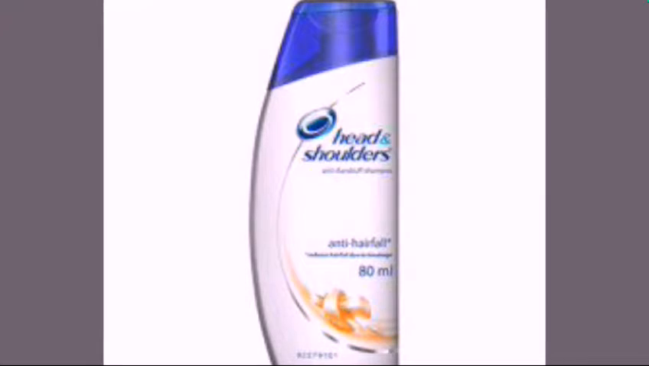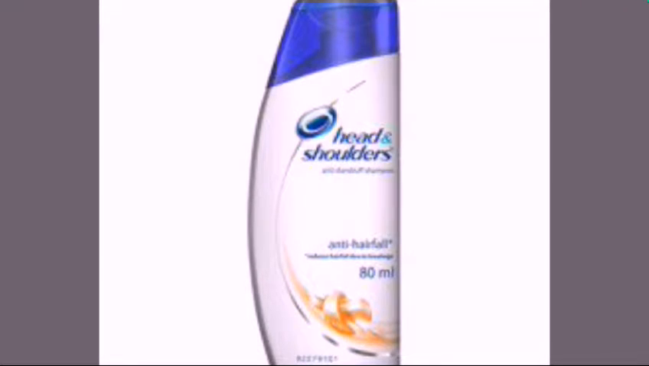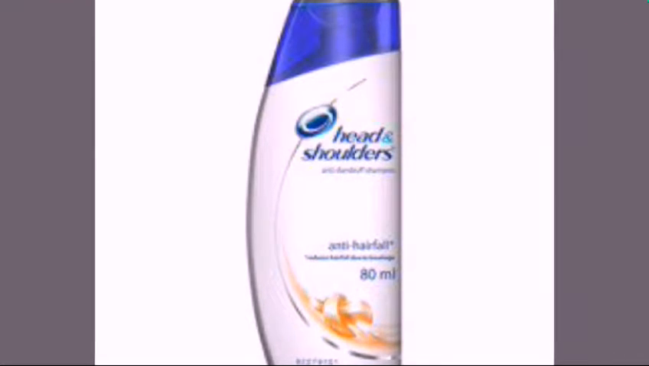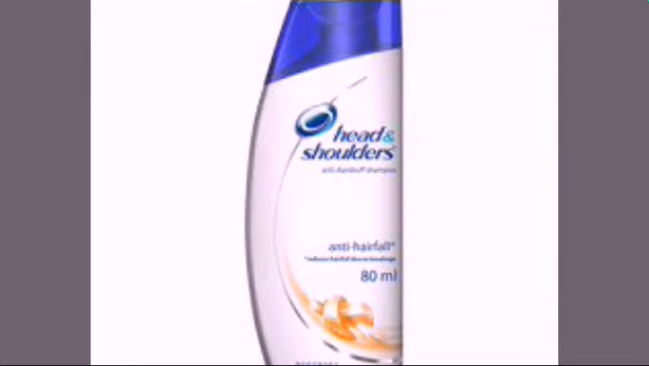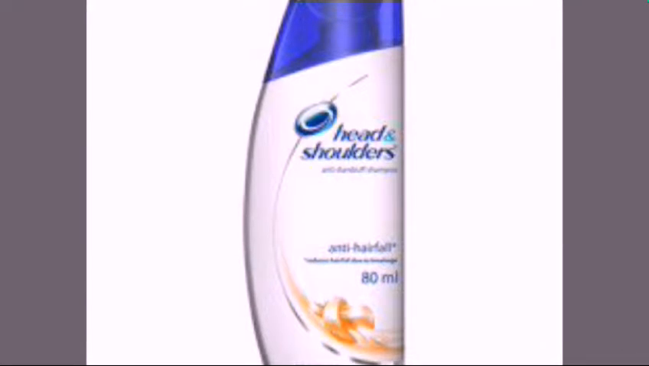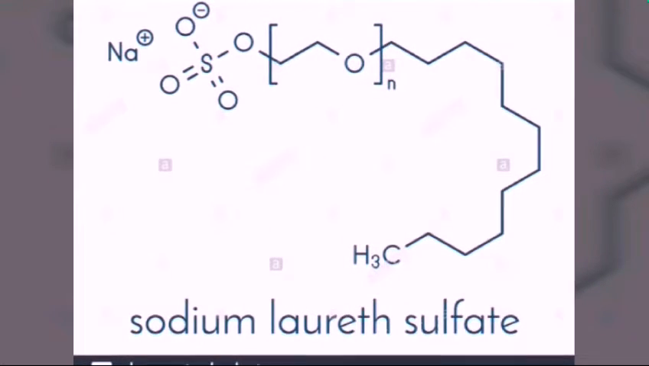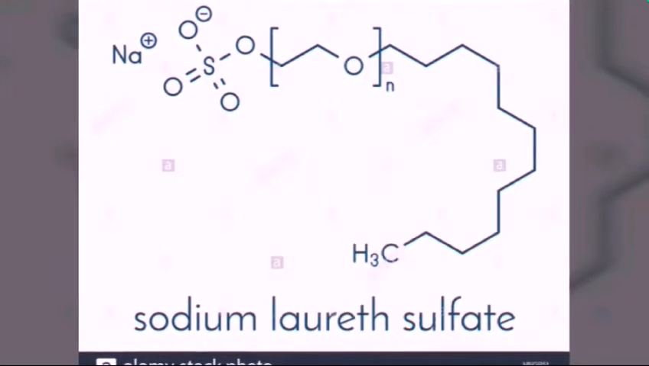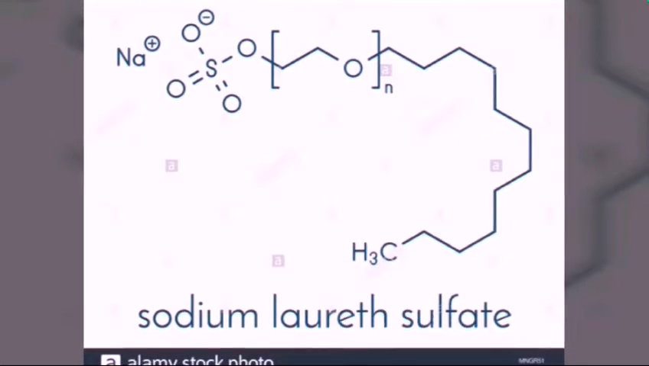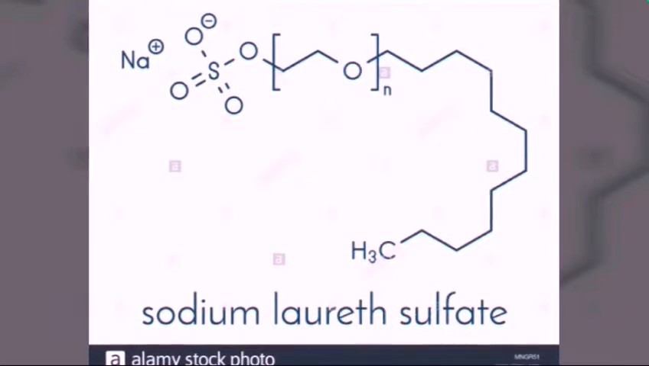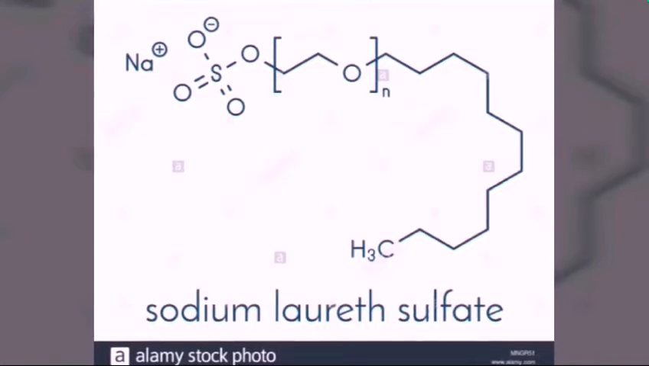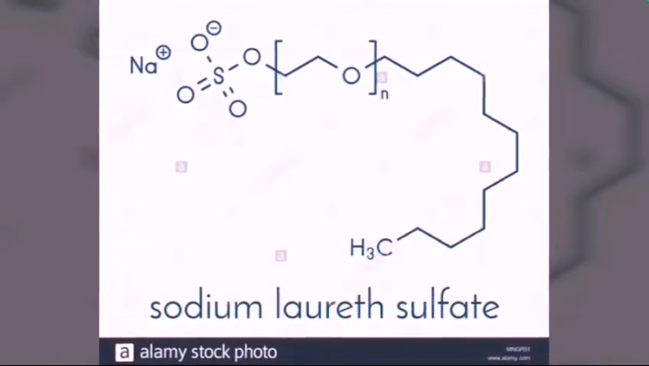Now I come to hair shampoo. It is a lubricant. An example of shampoo is Head and Shoulders. Its chemical ingredient is sodium laureth sulfate. You can see the structure of sodium laureth sulfate in the figure.